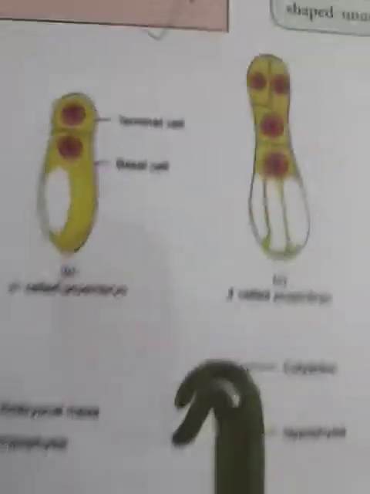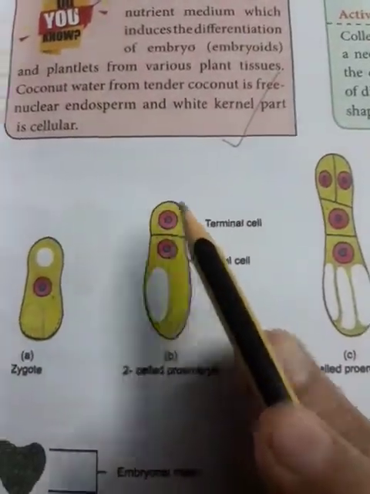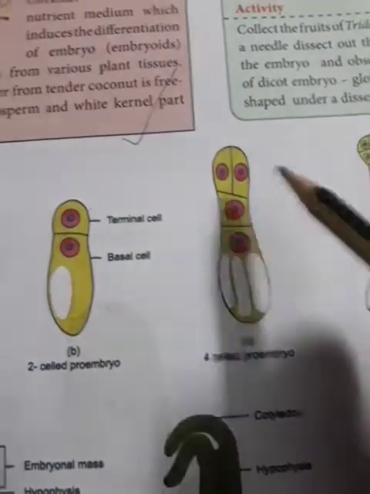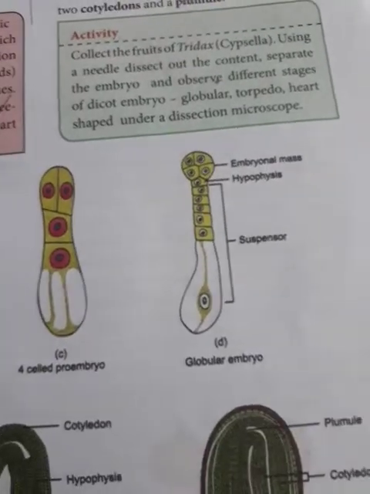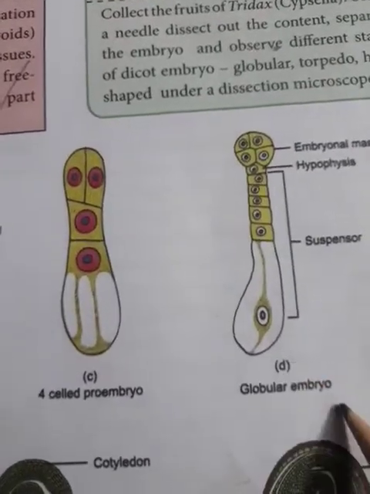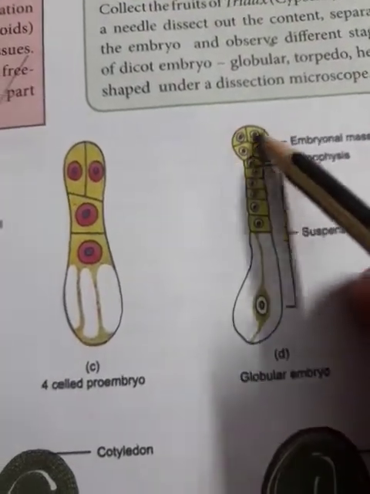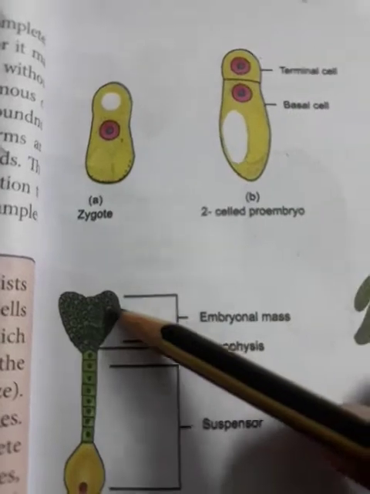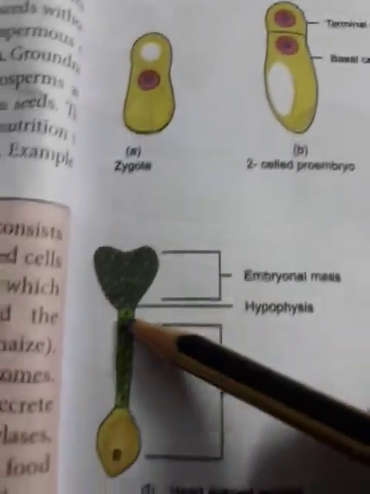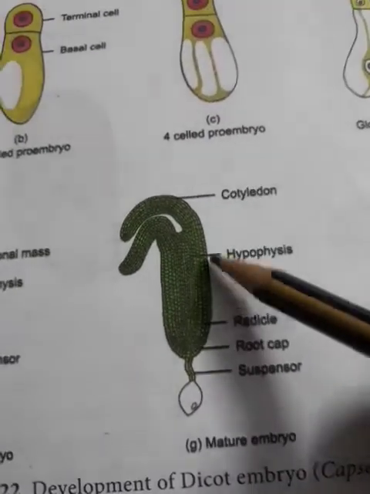Now we will be showing the first division. This is the zygote. The first division is transverse, giving the terminal cell and basal cell, and further divisions give rise to different shapes and stages. This is called the globular embryo. Why is it called globular embryo? The upper part, the terminal cell, is more or less globular in shape. Next, you can see the terminal cell gives rise to a heart shape, that's why it is called the heart-shaped embryo. And the fourth one is called the mature embryo.